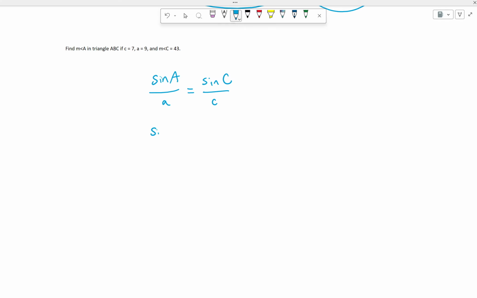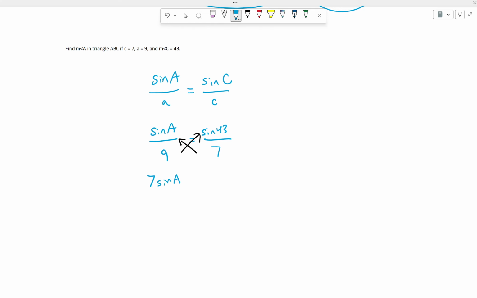So it's going to be the sine of A, because we don't have that, but we have lowercase a, which is 9. We have sine of C, which is 43, so sine of 43. And then lowercase c, which is 7. All right? And we'll take our cross product. So, doing the cross product. Oops, don't want to erase that. I have 7 times the sine of A.